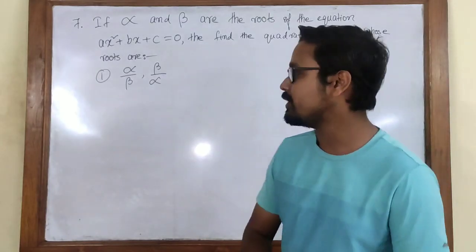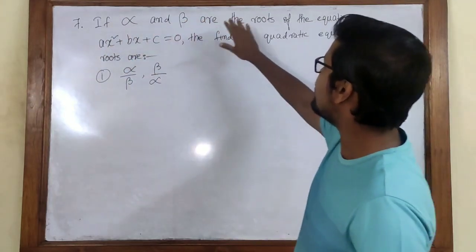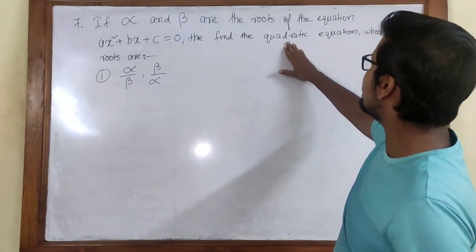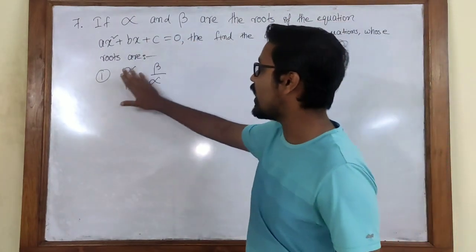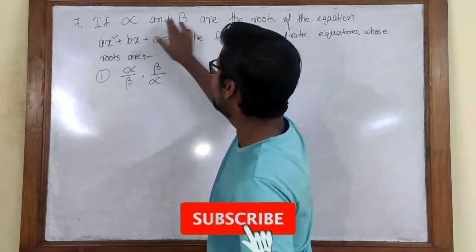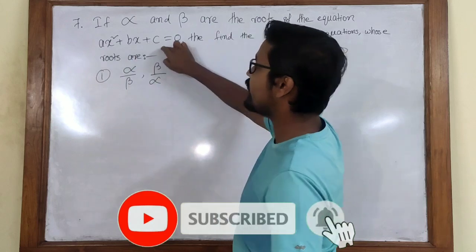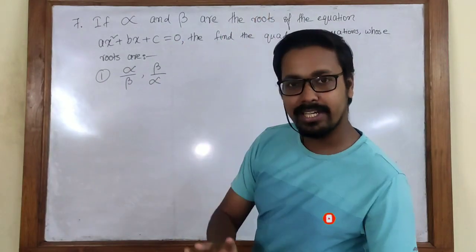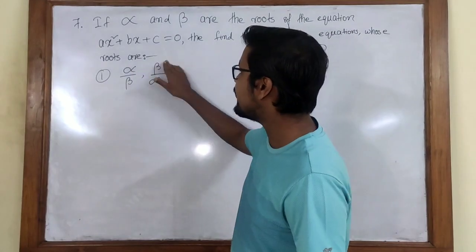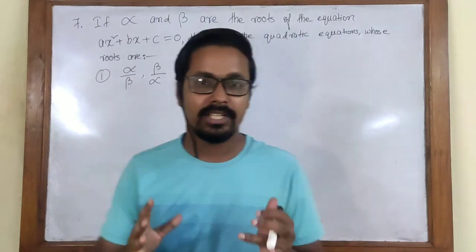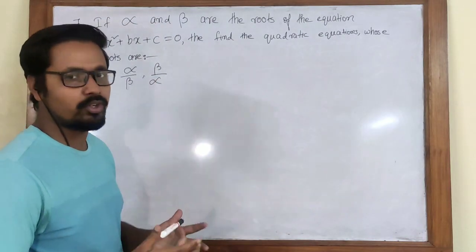Let us start with the first question, which is: if alpha and beta are the roots of the equation ax square plus bx plus c equal to 0, find the quadratic equation whose roots are alpha by beta and beta by alpha. So what is given is alpha and beta are the roots of ax square plus bx plus c equal to 0, and we have to find the quadratic equation whose roots are alpha by beta and beta by alpha. Seems a little bit complicated, but it is not complicated at all. Let's go step by step, it will be easy for you to understand.